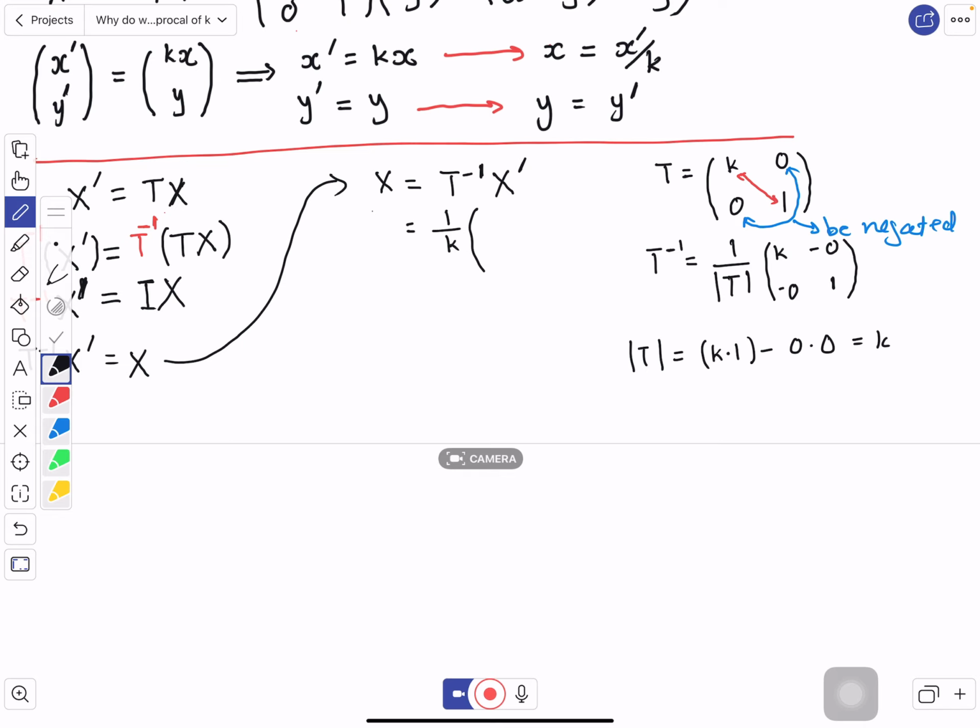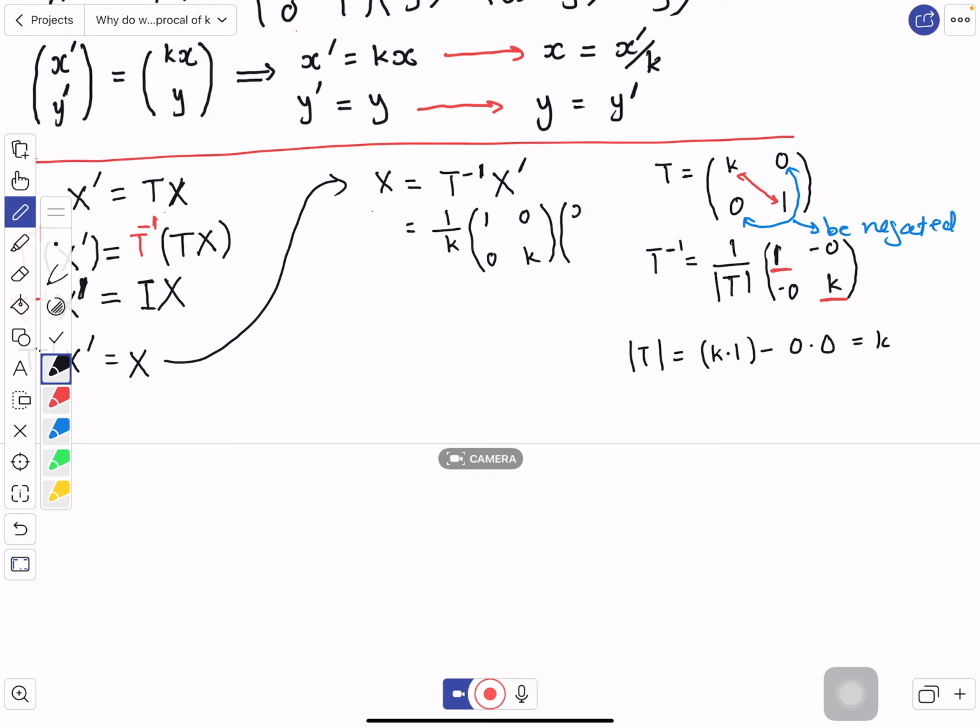Oh, I haven't switched them, have I? No, I didn't switch them. I should have switched them. These two are going to switch their position. This should be 1 and this should be k. So these two switch their position as I said earlier, and now we get 1 0 0 k.